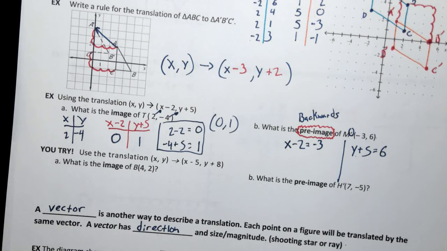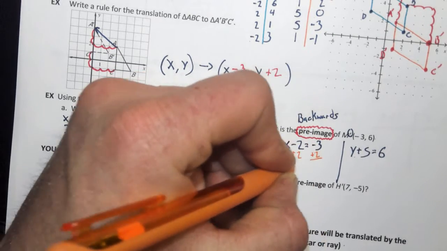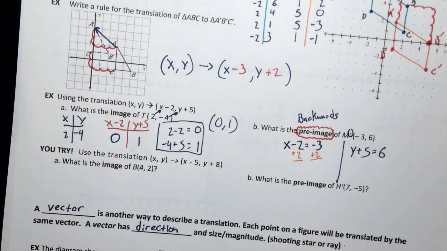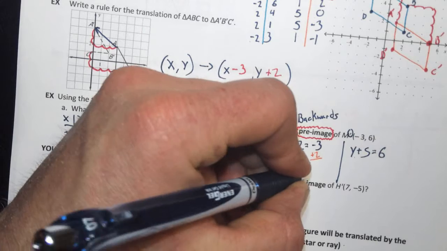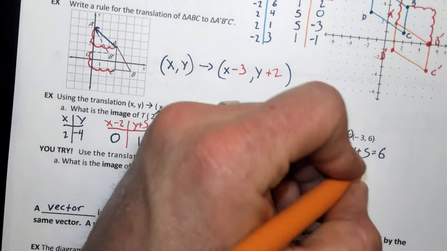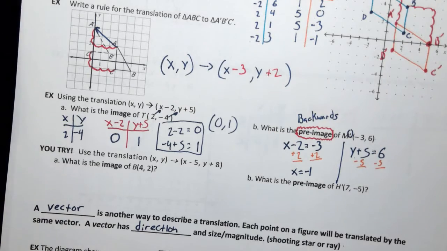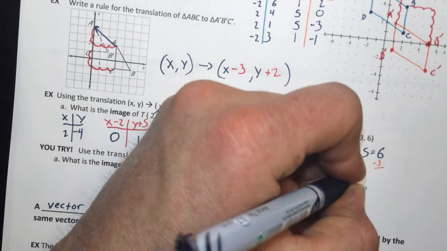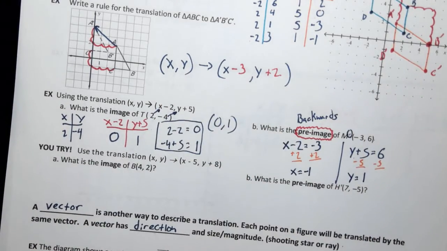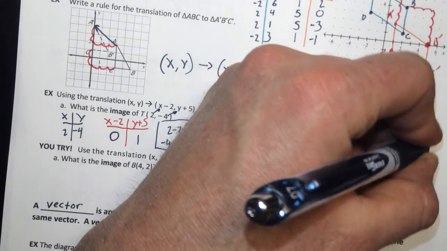Okay, so now to solve these, we're going to use our normal algebra techniques. When I solve the first one, I am going to end up with an x value of -1. So the original drawing started off with an x value of -1 before it got moved to -3. I'm going to do the same kind of thing for my second one. I'm going to subtract 5 from both sides. And it turns out that my original y value before all the moving happened was 1. So the pre-image was at -1, 1.